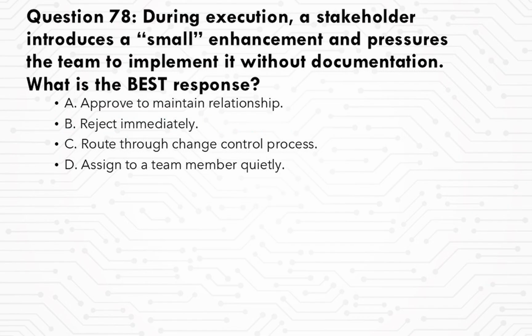Question 78. During execution, a stakeholder introduces a small enhancement and pressures the team to implement it without documentation. What is the best response? A. Approve to maintain relationship. B. Reject immediately. C. Route through change control process. D. Assign to a team member quietly. Answer: C. All changes must go through formal evaluation. This is a classic exam trap.